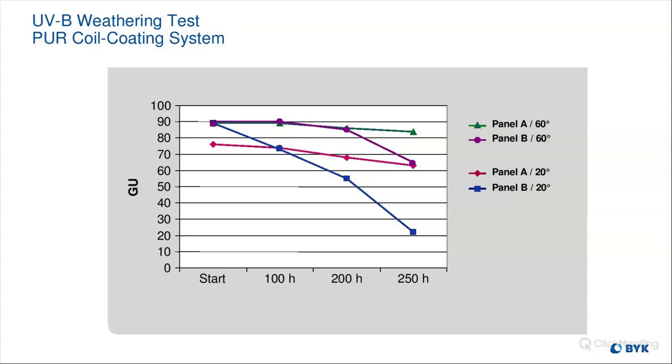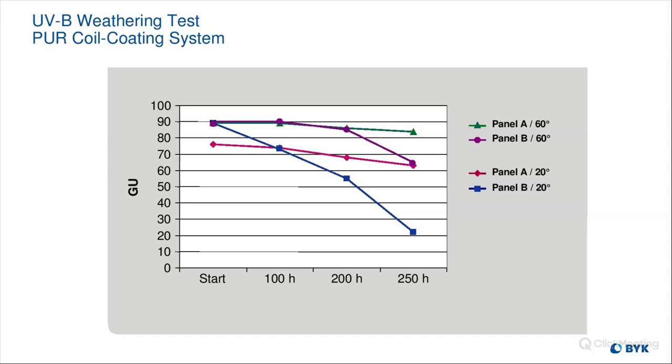So here's a case study of a coil coating system. This is a weathering test. We have 2 sets of panels here. The first set of panels was measured using a 60-degree instrument, the second set using a 20-degree. As you can see, on the first set of panels, using a 60-degree instrument, there's not a whole lot that the story's telling us up until around the 200-hour range.